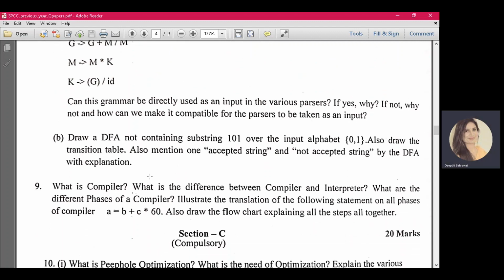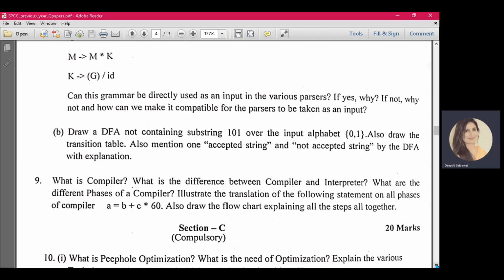And then it will be suitable. B part is only 5 marks. Now after that, draw a DFA not containing substring 101. So first of all, you will make a DFA which is containing 101, and then you will complement it by making the final state as non-final and non-final as final, and initial state is going to remain the same. So this is also very, very easy.